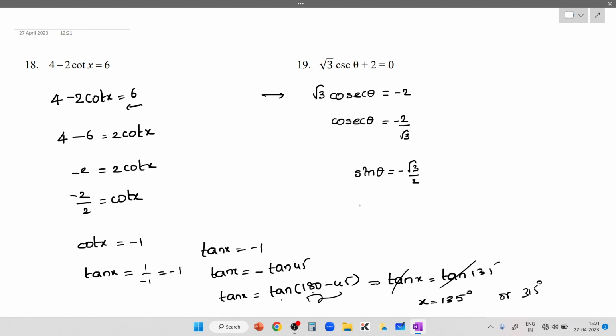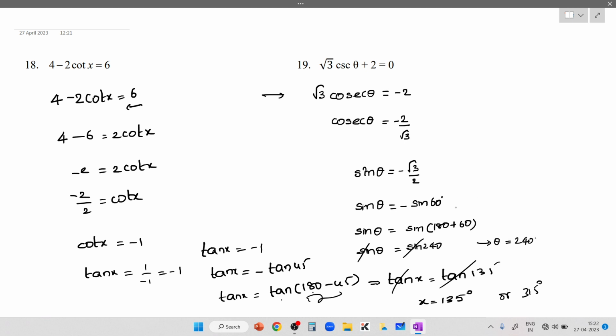Now we know that sine theta is equal to minus sine 60, and sine is negative in two quadrants. One is the third quadrant and one is the fourth quadrant. So I can write sine theta as sine, what is the general nature of the angle in the third quadrant? It is 180 plus theta. So 180 plus 60. So sine theta is equal to sine 240. So that makes the angle theta equal to 240.